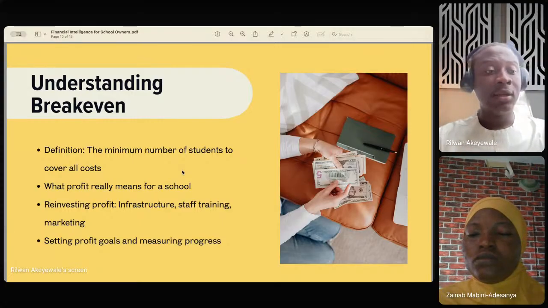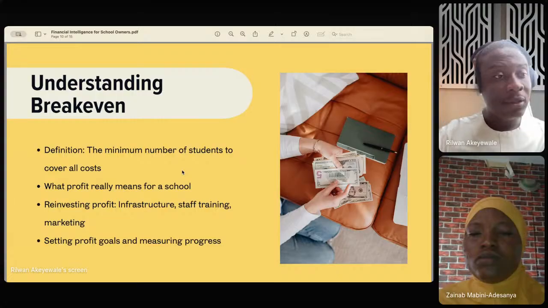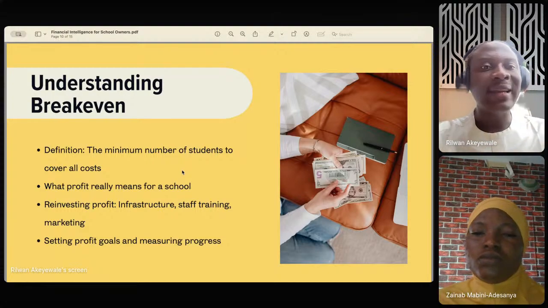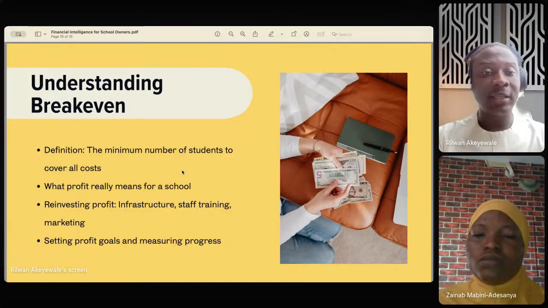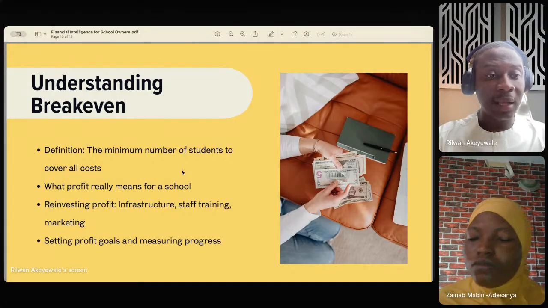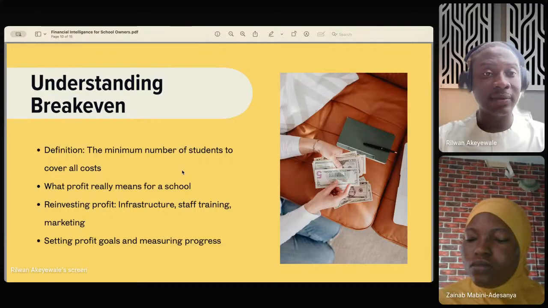Profit means that you've broken even, you've taken care of your expenses for the entire term. Whatever then comes in after that is your profit, your gross profit. So how then do you reinvest the profit in infrastructure, maybe building new blocks, training your staff, marketing. Schools that are marketing aggressively now, you see their ads on Facebook, maybe get a digital marketer and so on and so forth.